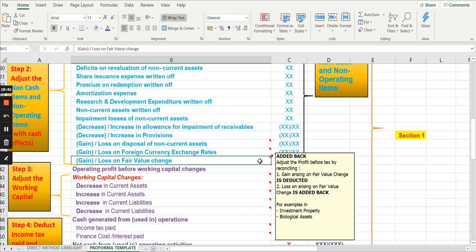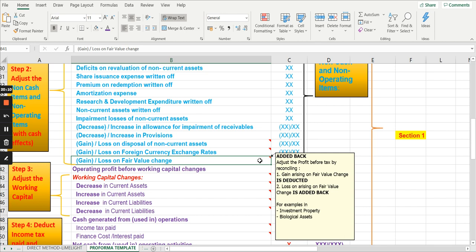So that also needs to be adjusted here, because these are cash expenses if it's a loss. It is a non-cash income if it's a gain. So gain will be deducted, loss will be added.